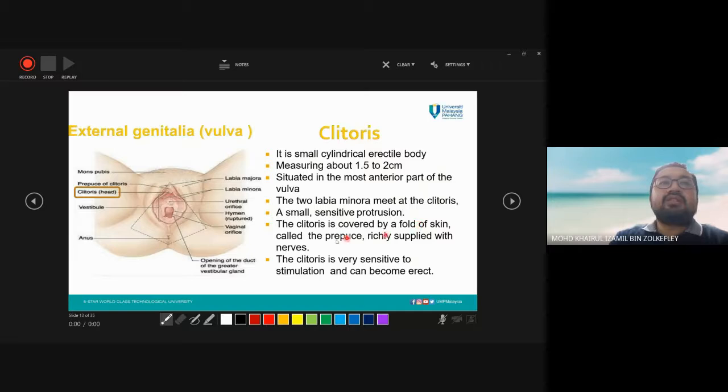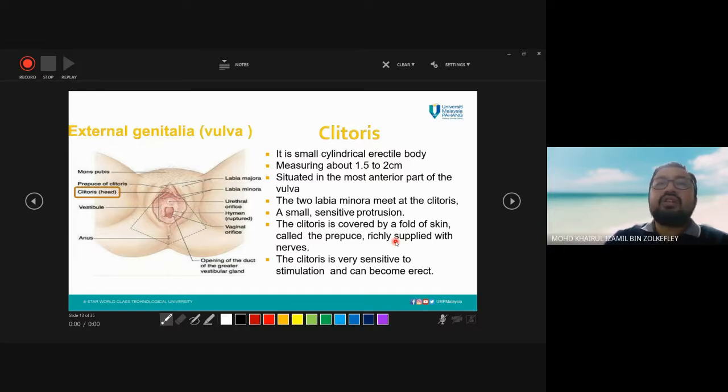And then we got clitoris here. Okay. It is a small cylindrical erectile body measuring about 1.5 to 2 centimeter. It is situated in the most anterior part of the vulva. The two labia minora meet at the clitoris, a small sensitive protrusion. The clitoris is covered by a fold of skin called the prepuce, richly supplied with nerves. So basically, kalau sesuatu tu richly supplied with nerves, mainly it is involved in the sexual arousal lah.